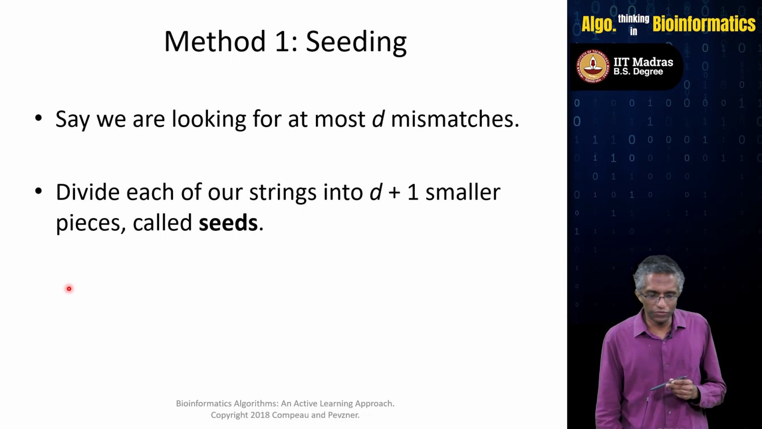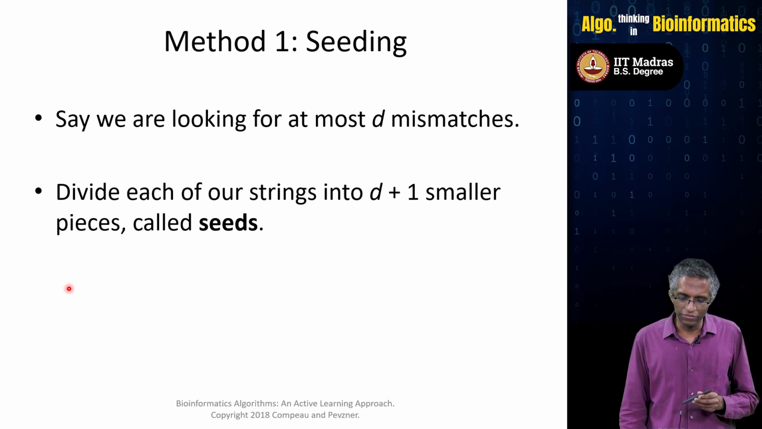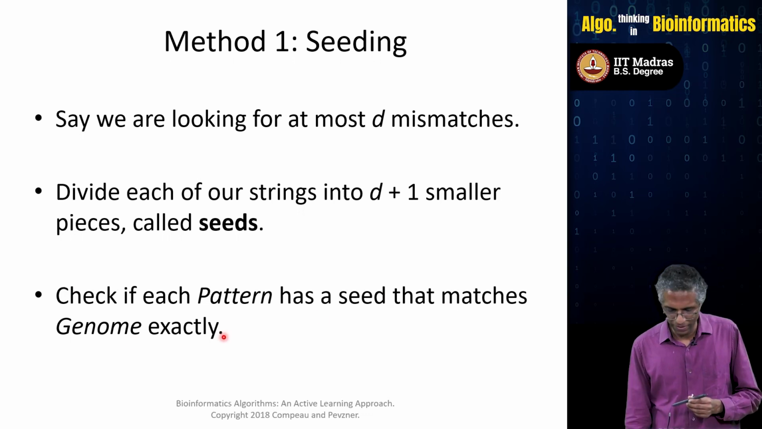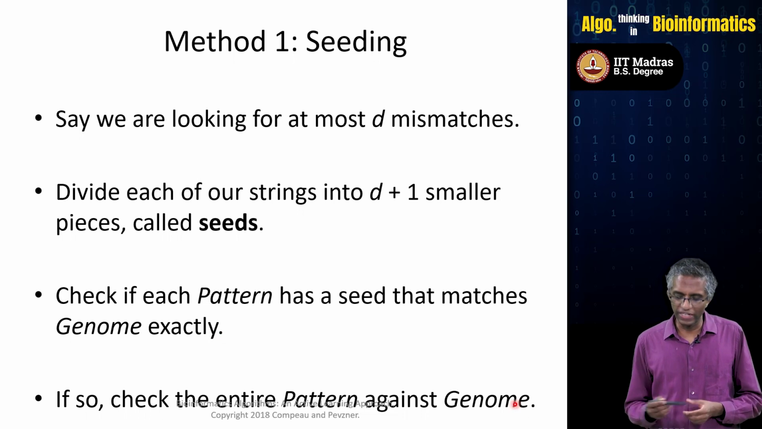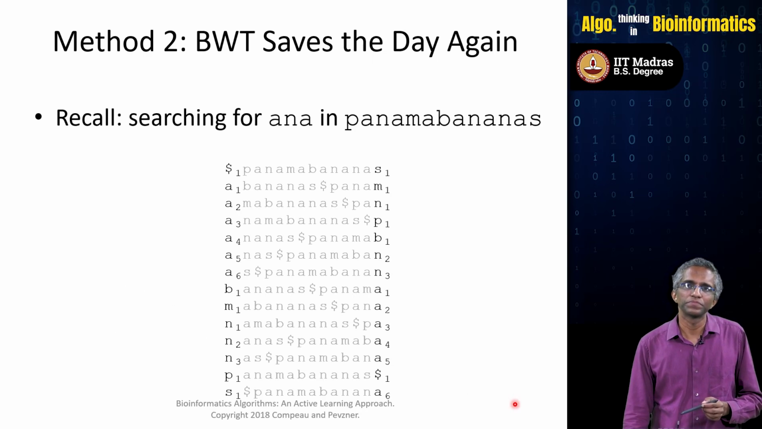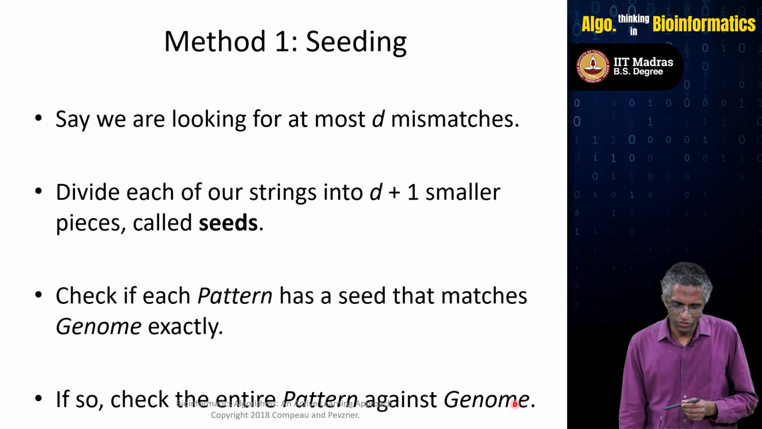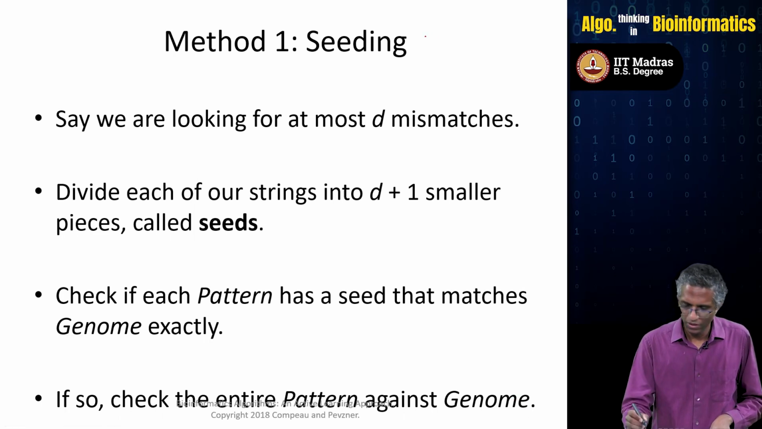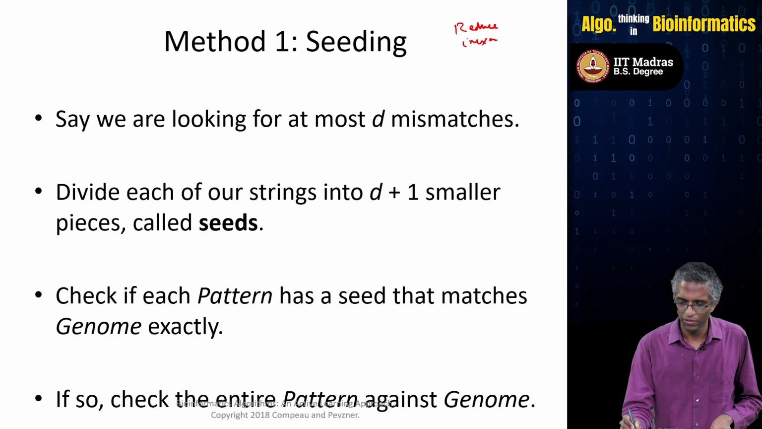So the method for seeding is that we are looking for at most D mismatches. We divide each of our strings into D plus 1 smaller pieces called seeds. We do an exact matching using the seeds, checking if each pattern has a seed that matches the genome exactly. If so, then we check the entire pattern against the genome. And this can again be done using BWT also. So method 1 is seeding: you reduce inexact to exact matching.